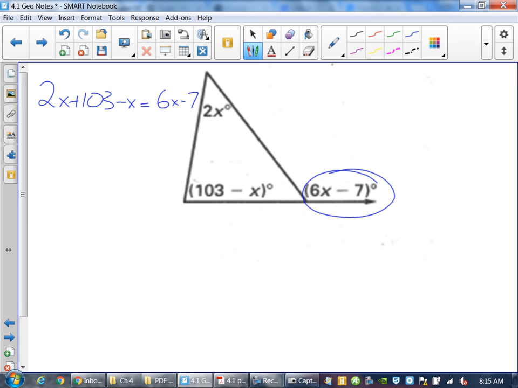It's called the exterior angle. Basically, it says that the outside angle equals the sum of the two it doesn't touch. So that 6x minus 7 is the outside angle. It doesn't touch the 2x and the 103 minus x, so it equals them. Because it's about congruent supplements. There's a whole bunch of linear pair stuff that goes on. Combine your like terms, you're going to get x plus 103 is 6x minus 7. Add 7, subtract x. Divide by 5, and what do you get?